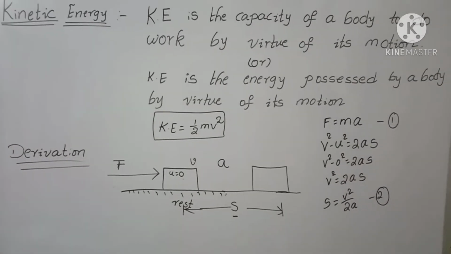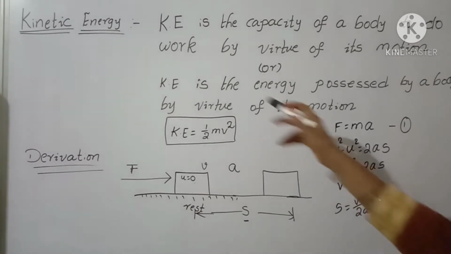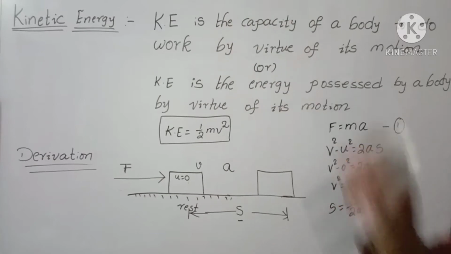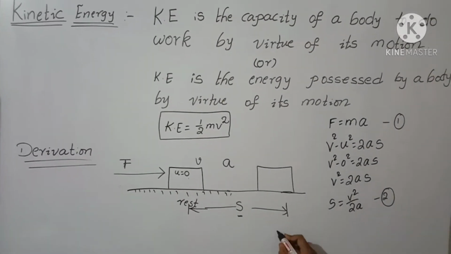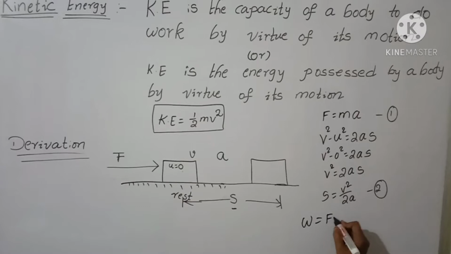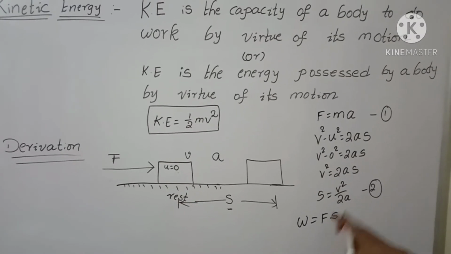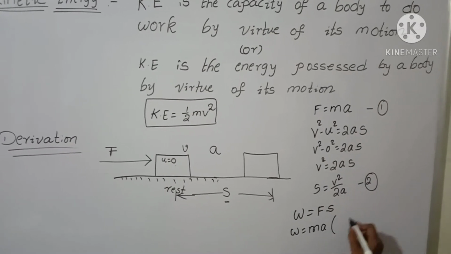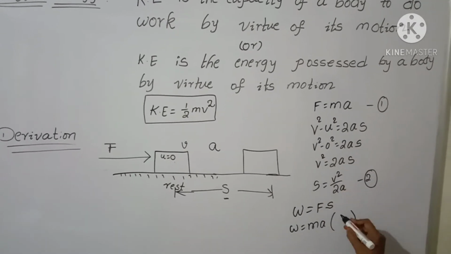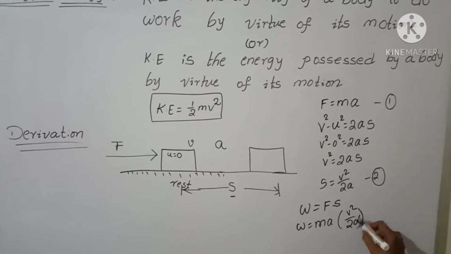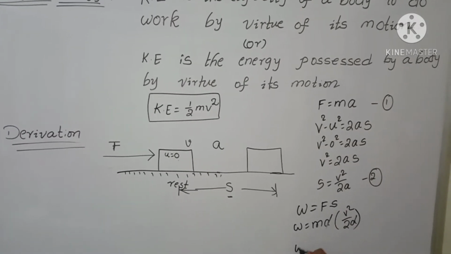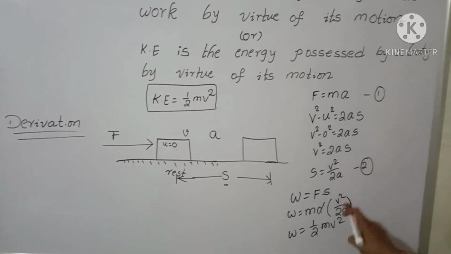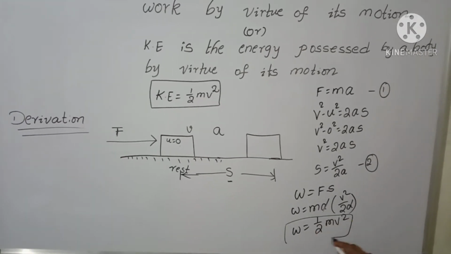Now see the formula here. Kinetic energy is the capacity of a body to do work. Means here the work is done. Already you know the formula for work done, W equals force into displacement. So F equals ma, and substitute the s formula here, v square by 2a. See clearly, a cancels and W equals half m v square. So here work done is equivalent to kinetic energy.